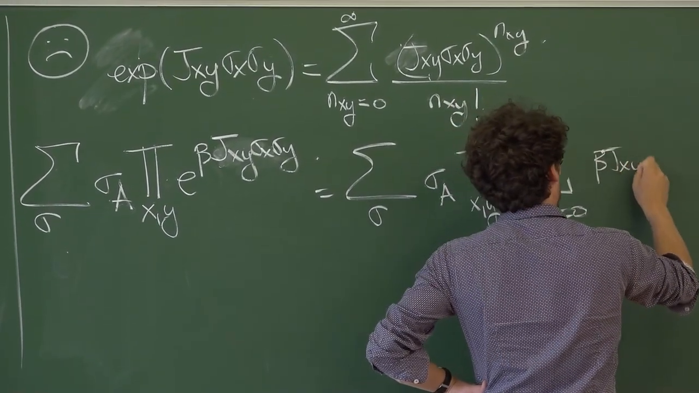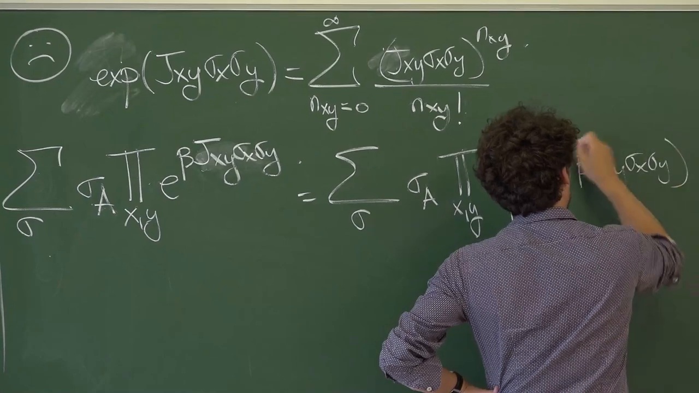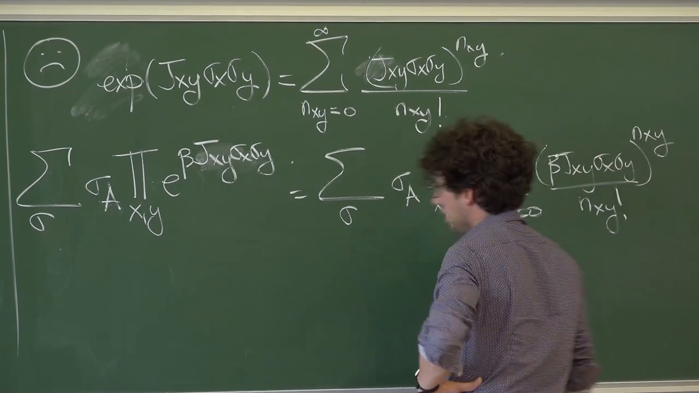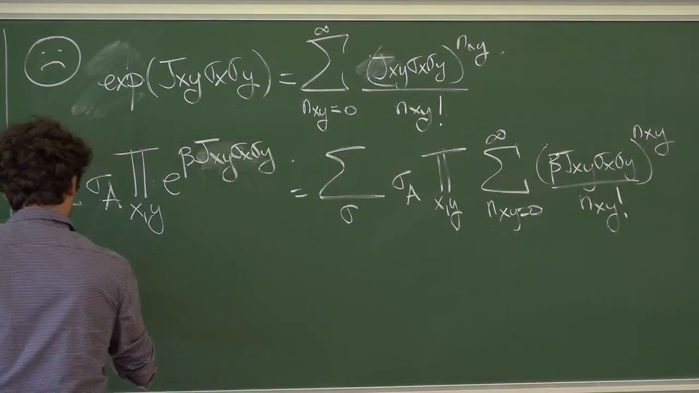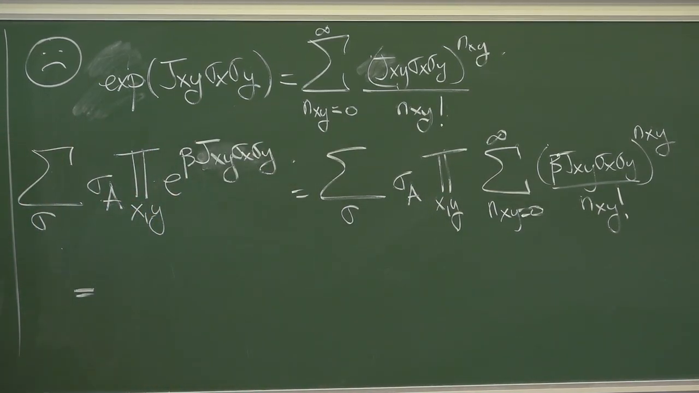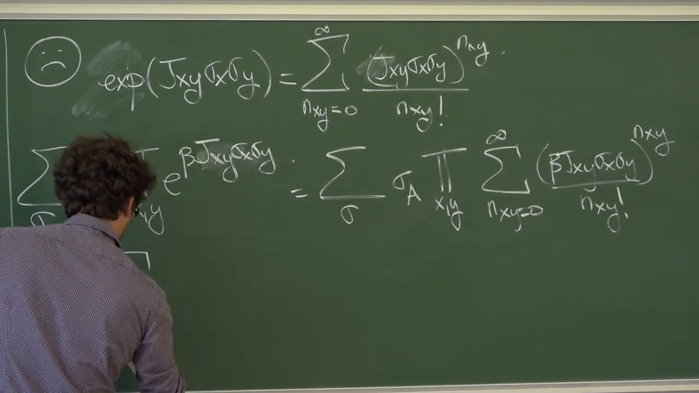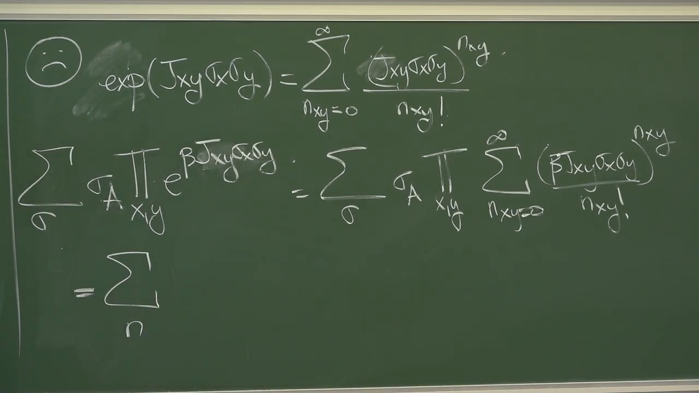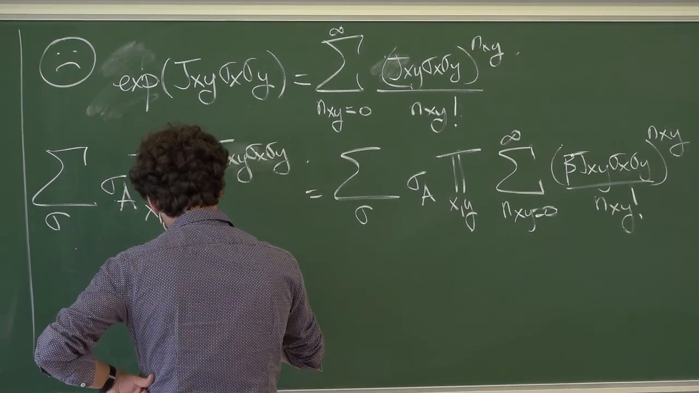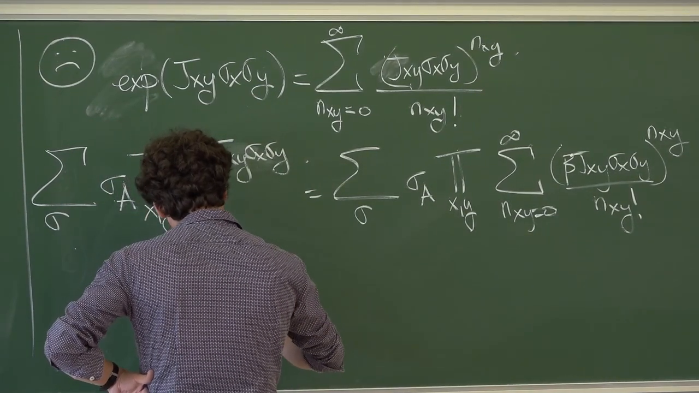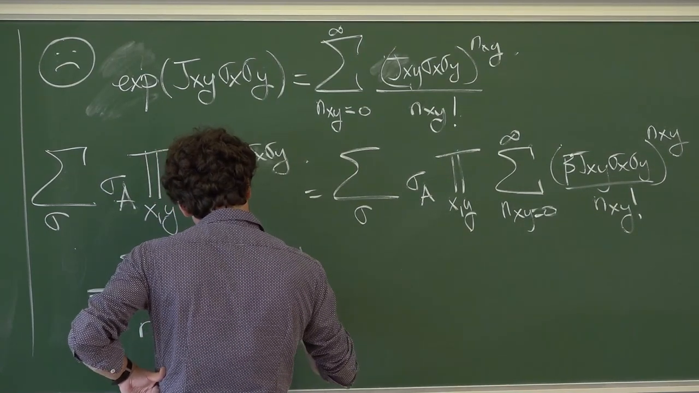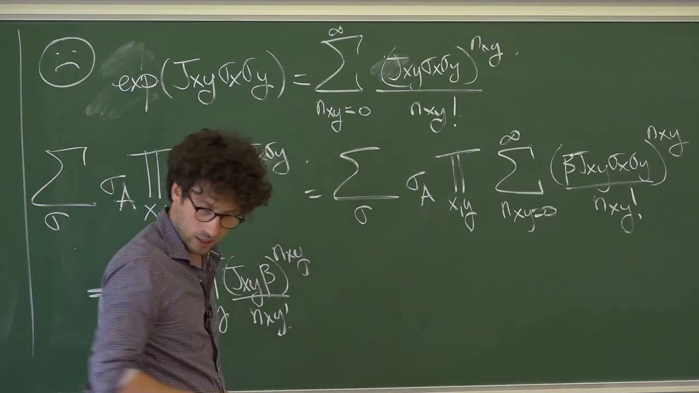So I end up with something like that. And here I can try to just invert the two sums. And I'm going to end up with what? I'm going to end up with a sum over all possible n. Then there will be things that do not depend on sigma. So there will be a product over xy of jxy beta to the nxy over nxy factorial. These are these terms.